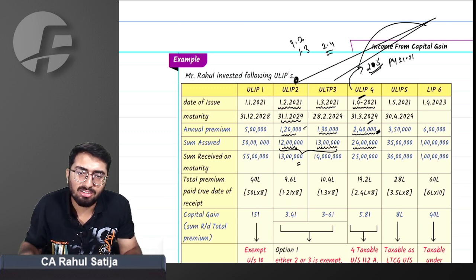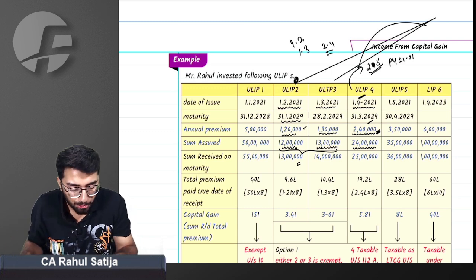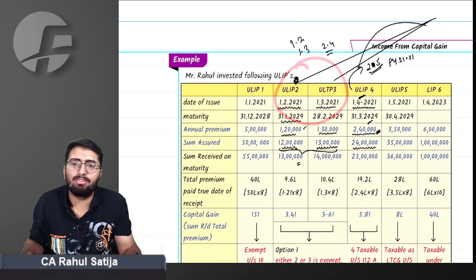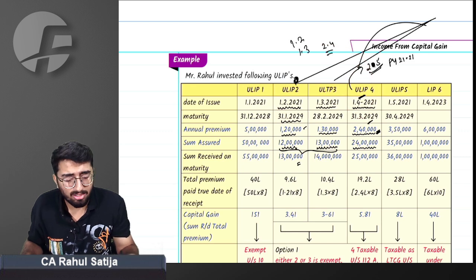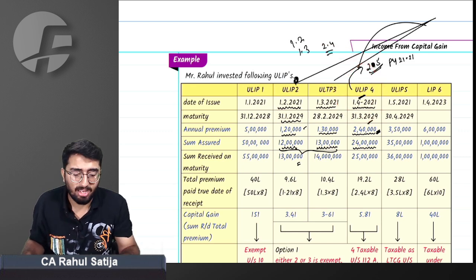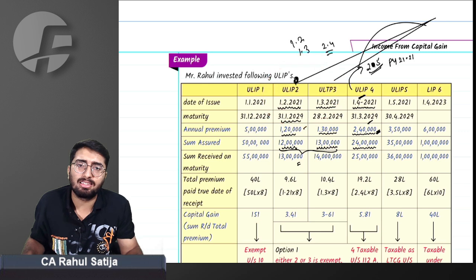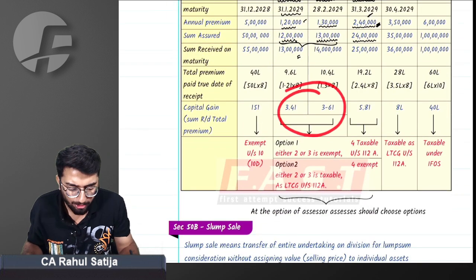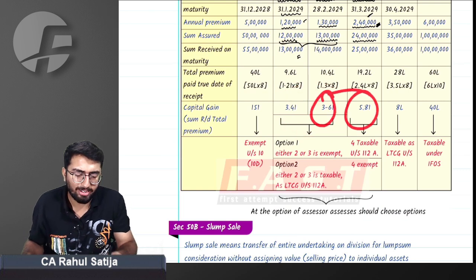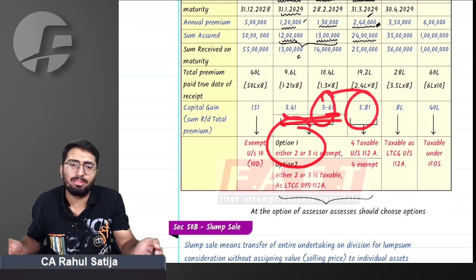For that matter, government is giving you choice. Either you can go with ULIP 1 and ULIP 2 collectively to be exempt and ULIP 4 to be taxable, or vice versa. You can go with ULIP 4 to be exempt and ULIP 2 and 3 to be taxable collectively. In that sense, your capital gain will turn out to be 3.4 lakh, 3.6 lakh, and 5.8 lakh in aggregate if you consider.